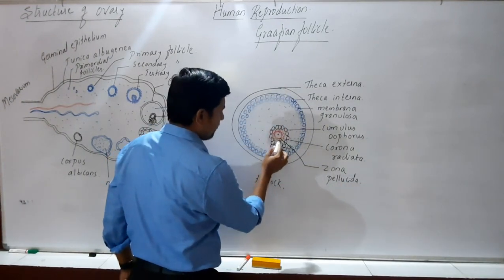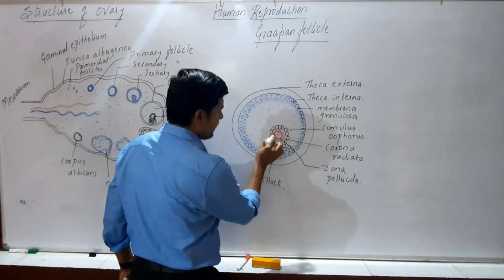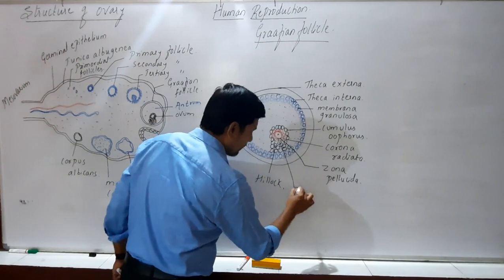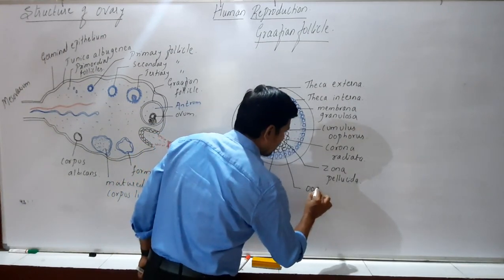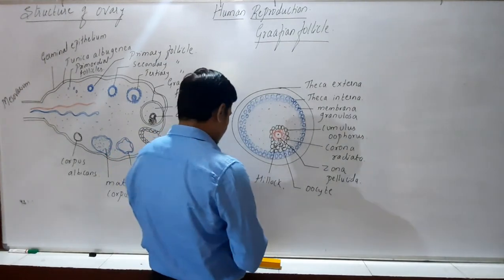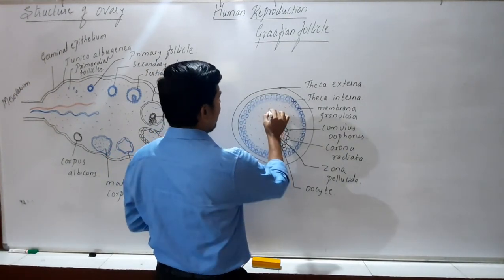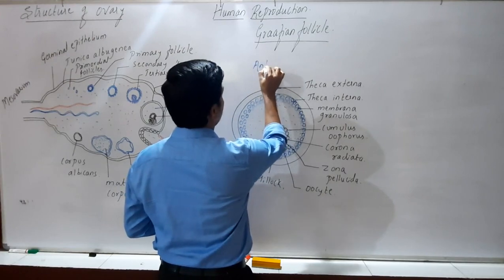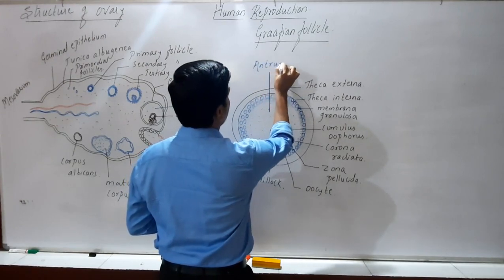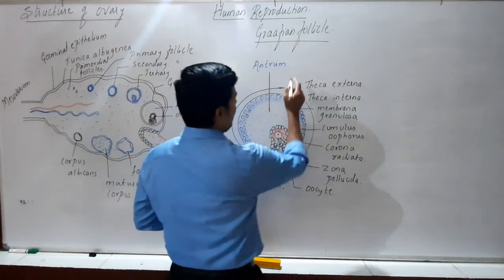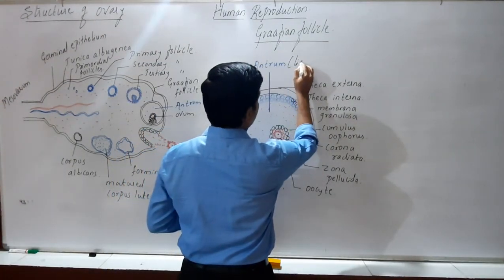And this is the oocyte. And here we have a cavity. This cavity is called an antrum, that consists of liquor folliculi cells.